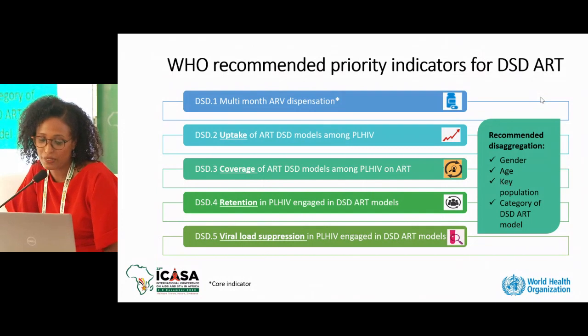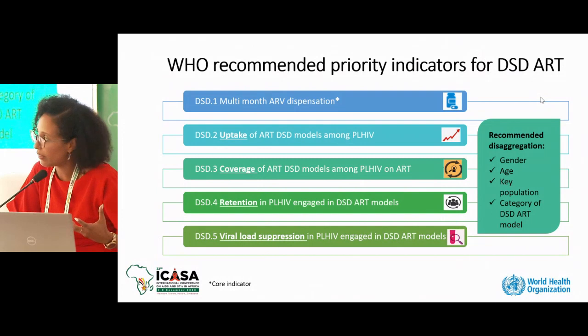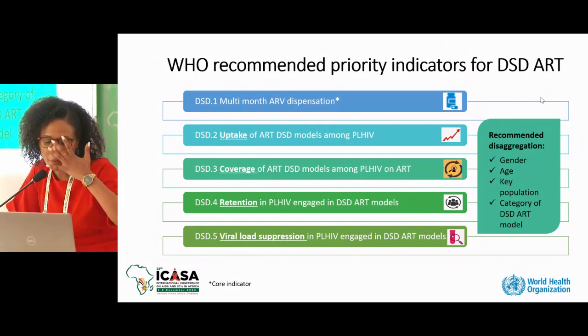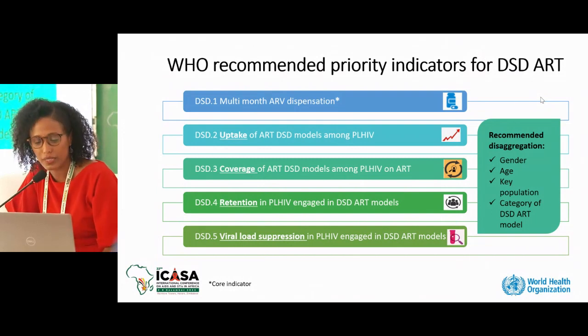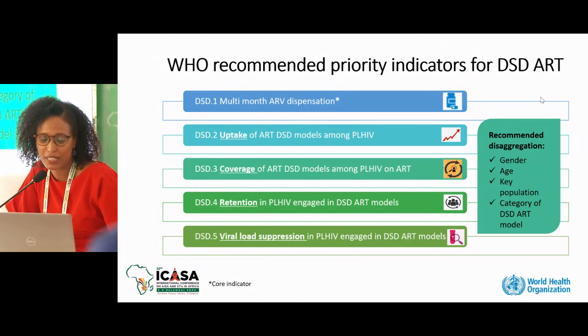The second indicator is on the uptake of DSD-ART models, which is important to monitor the rollout of DSD. And then the third priority indicator is really important. It's on coverage of DSD-ART models, and it enables us to assess whether individuals who are eligible for DSD-ART are actually receiving those services.